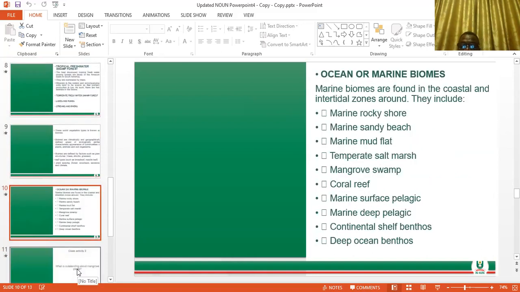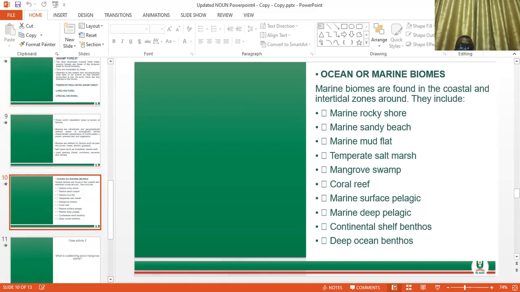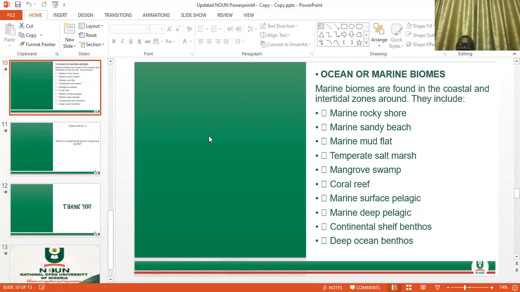Then I'll talk about ocean or marine biomes, where we have those found in the coastal and intertidal zones around the world. They include the marine rocky shore, marine sandy beach, marine mud flats, temperate salt marsh, mangrove swamp, coral reef, marine surface pelagic, marine deep pelagic, continental shelf benthic, and deep ocean benthic. So these were the examples we considered as we looked at the terrestrial and the aquatic biomes.